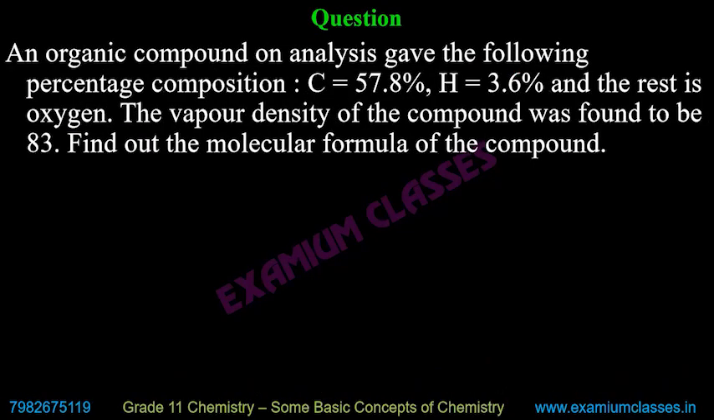An organic compound on analysis gave the following percentage compositions: carbon 57.8, hydrogen 3.6, and rest is oxygen. Means you will consider total 100%, oxygen will be 100 minus this. The vapor density of the compound was found to be this much. Find out the molecular formula of the compound.